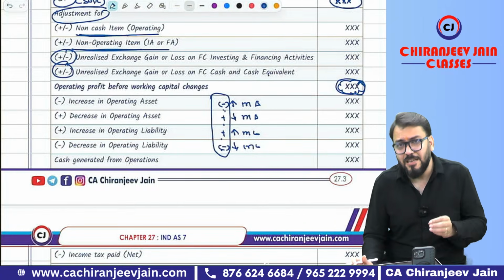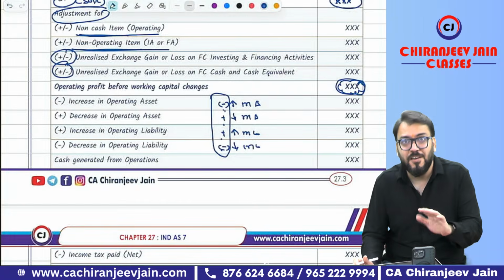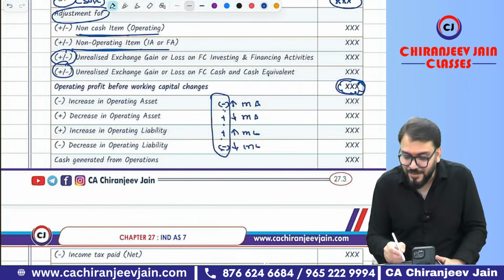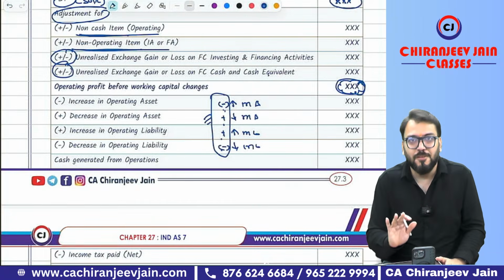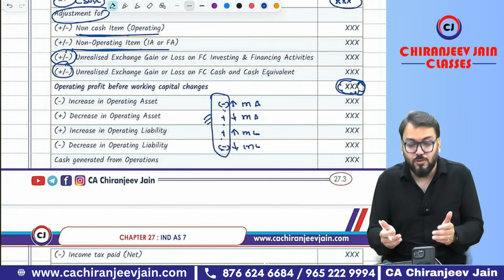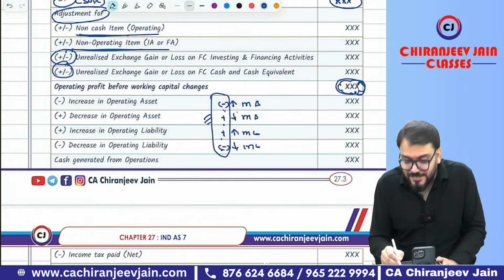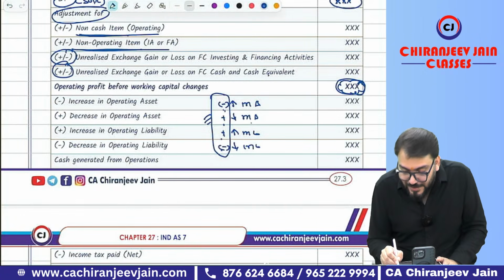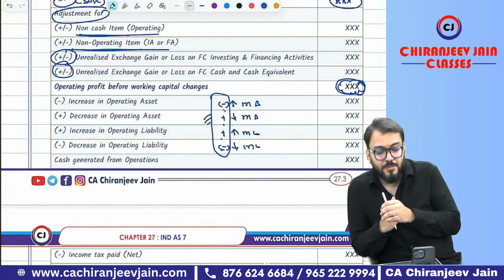At CA Final level, and that too in a practice batch, if I am explaining this, it's no fun. So I need to assume that you should know this much. But even if you don't know, just say so and I will explain right now. So increase in asset minus, decrease in asset plus, increase in liability plus, decrease in liability minus. Follow.